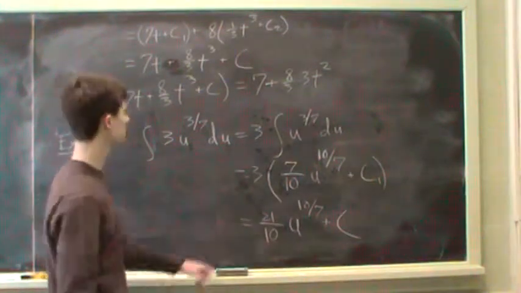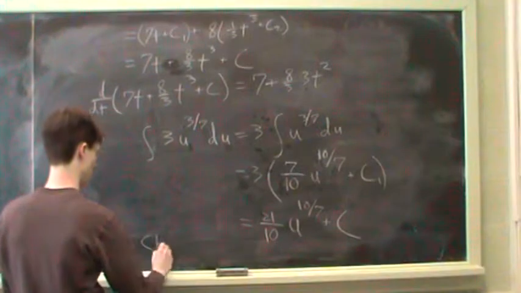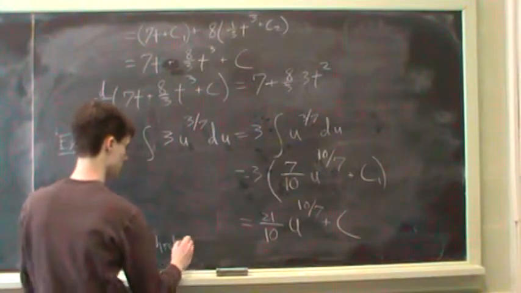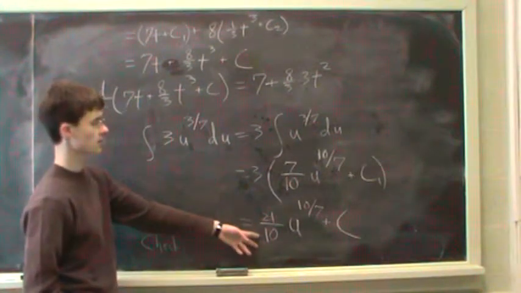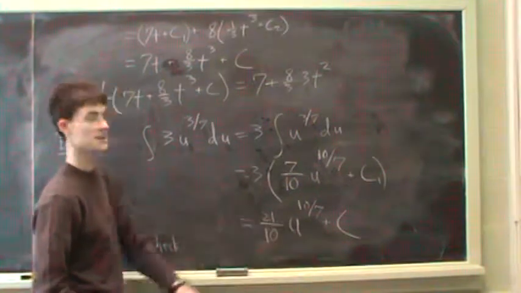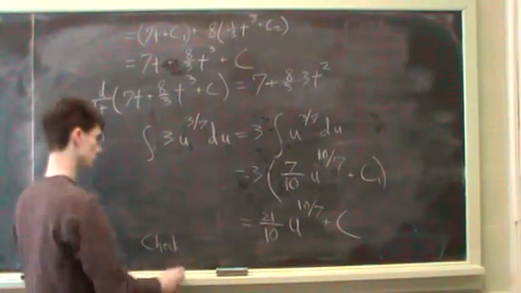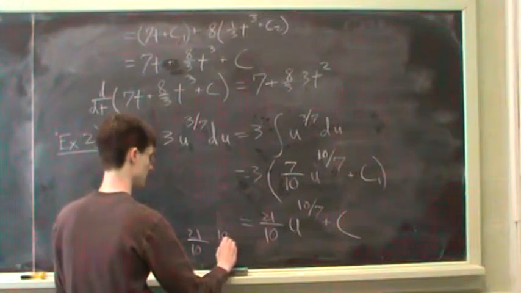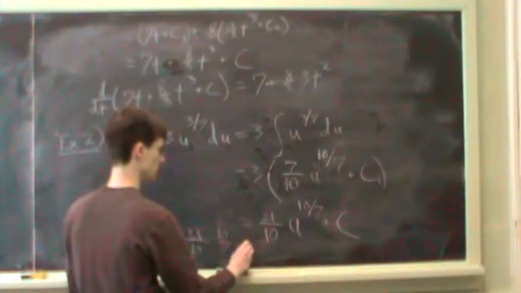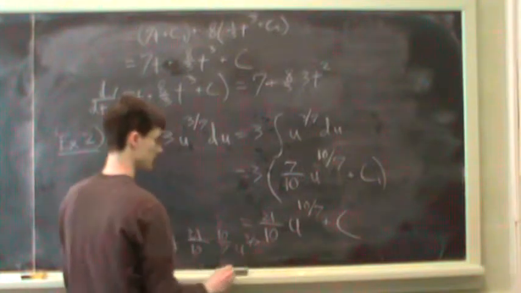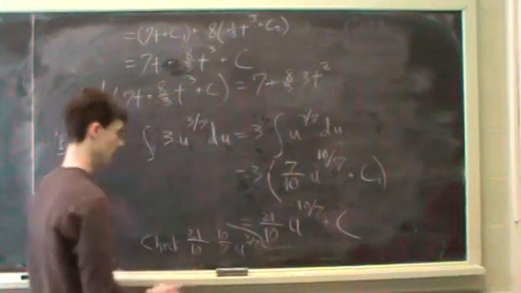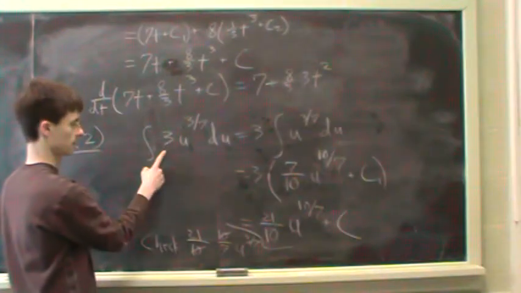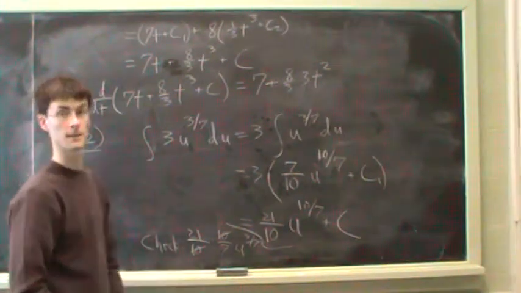And we can check this is correct by differentiating 21/10 u to the 10/7 plus c with respect to u. And we would get 21/10 times 10/7 u to the 3/7 plus 0. And the 10s would cancel, and 21/7 is 3. So we in fact get back exactly what we wanted.